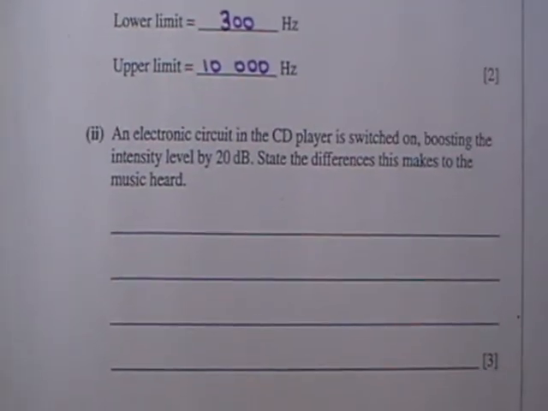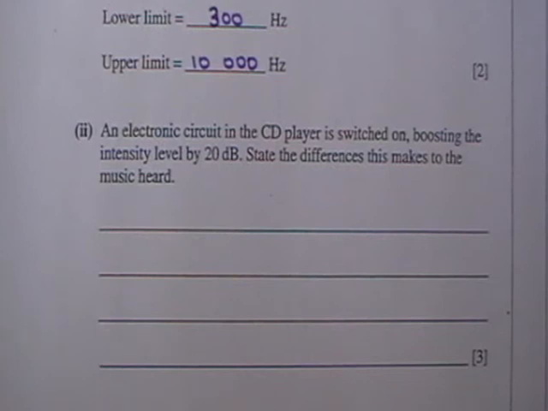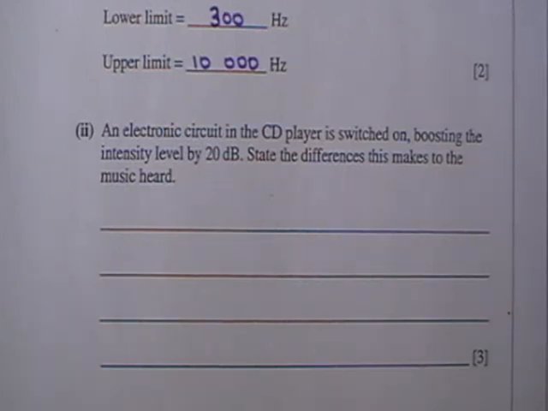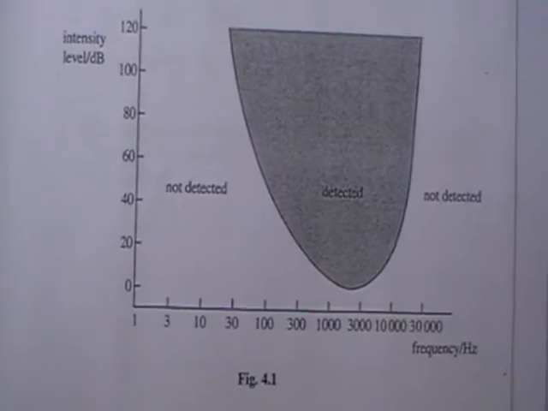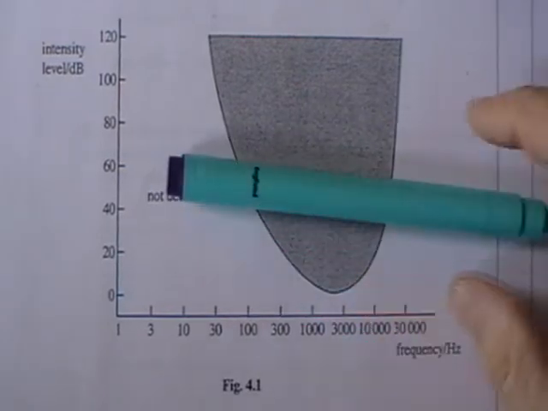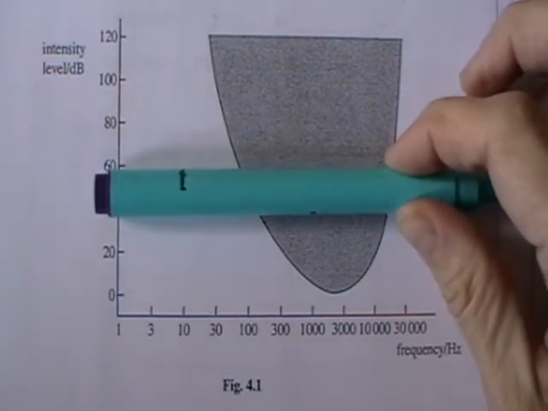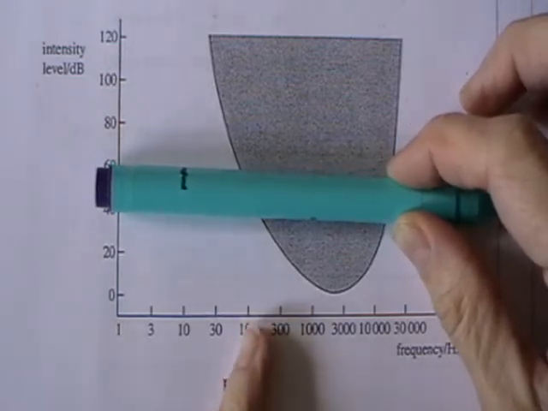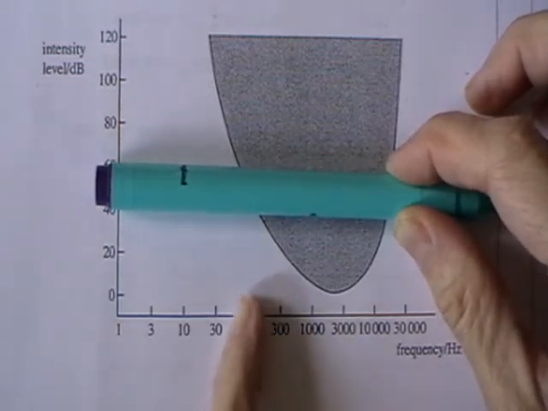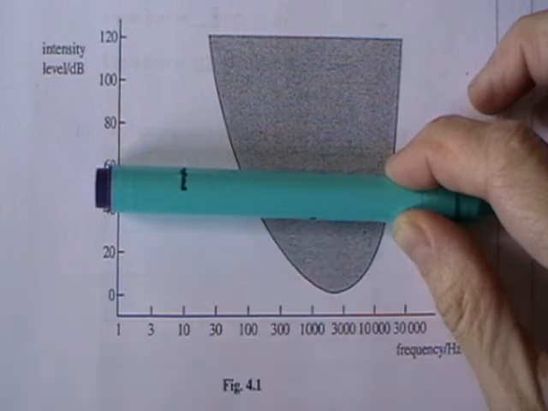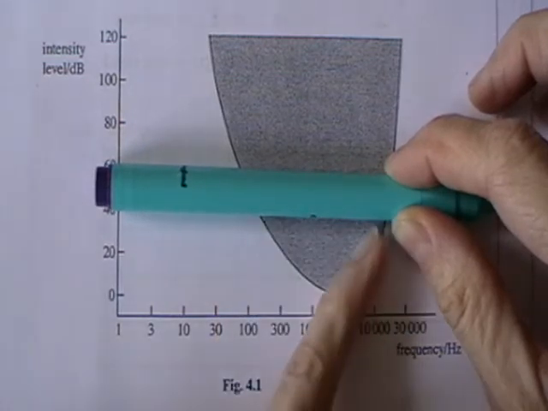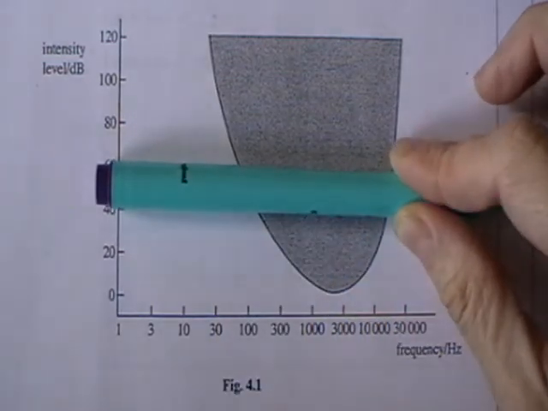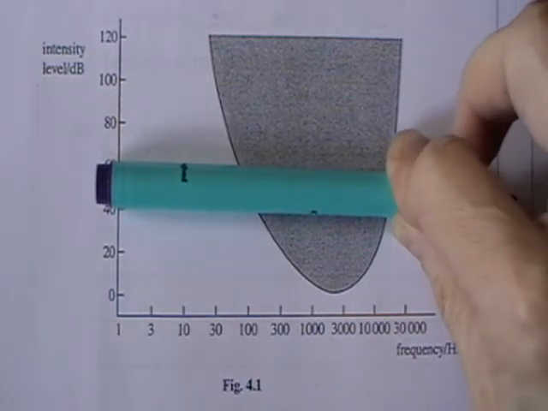An electronic circuit in the CD player switched on, boosting the intensity level by 20 decibels. State the difference this makes to the music that is heard. So that means that your intensity level now goes up to 40 decibels. So if you have a wee look at your 40 decibels, you can see that you're actually hearing a much lower frequency, maybe down to about 100 hertz, but not much more frequency in the higher end of the scale. So the lower end is much more marked.